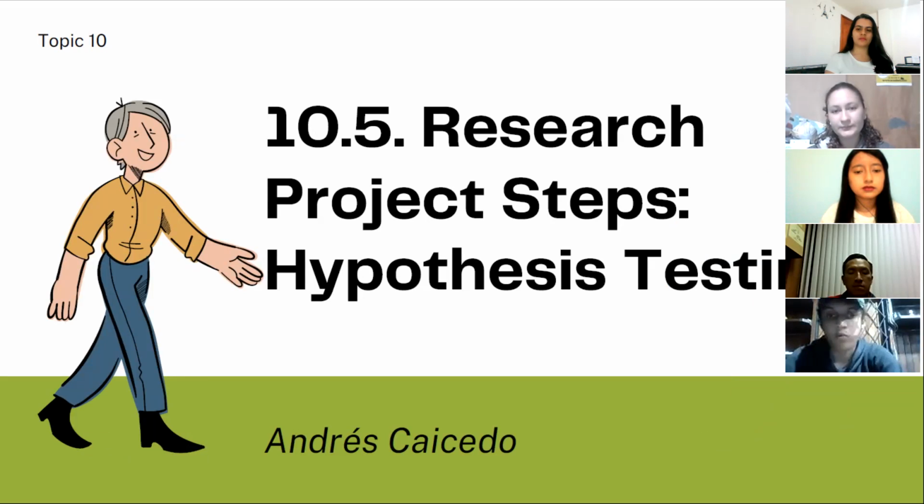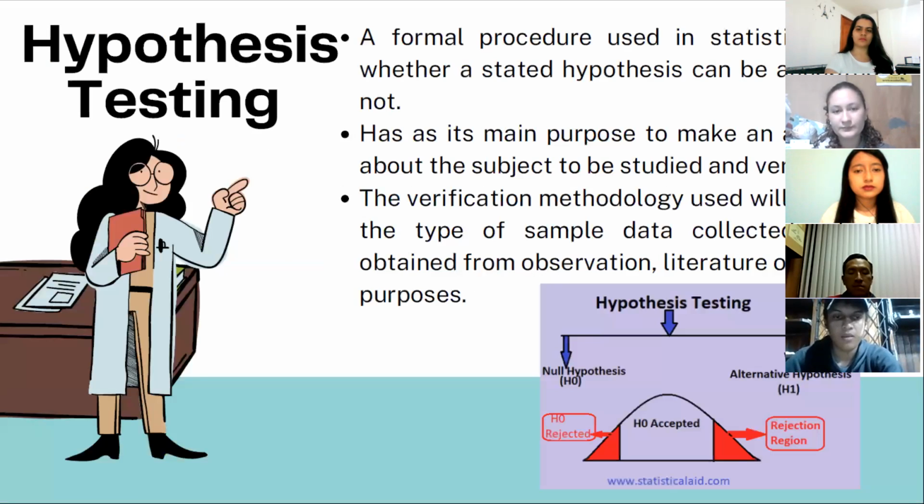Then number 5, research project steps, hypothesis testing. Continue, please. Hypothesis testing. A formal procedure used in statistics to test whether a stated hypothesis can be accepted or not. It has been proposed to make assumptions about the subject to be studied and verified. The verification methodology used will depend on the type of sample data collected, whether obtained from observation, literature, or analytical process. Next, please.